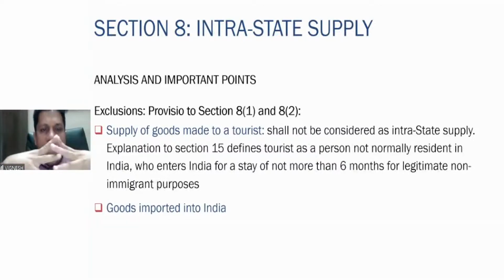As I told you again, supply to the tourist shall also not be considered as an intrastate supply here. Explanation to section 15 of the IGST Act defines the tourist as a person not normally resident in India who enters India for a stay of not more than 6 months for legitimate non-immigrant purposes. Not more than 6 months, he comes only for the purpose of tourism, for non-immigrant purposes. That is, he has no intention of migrating into the country.